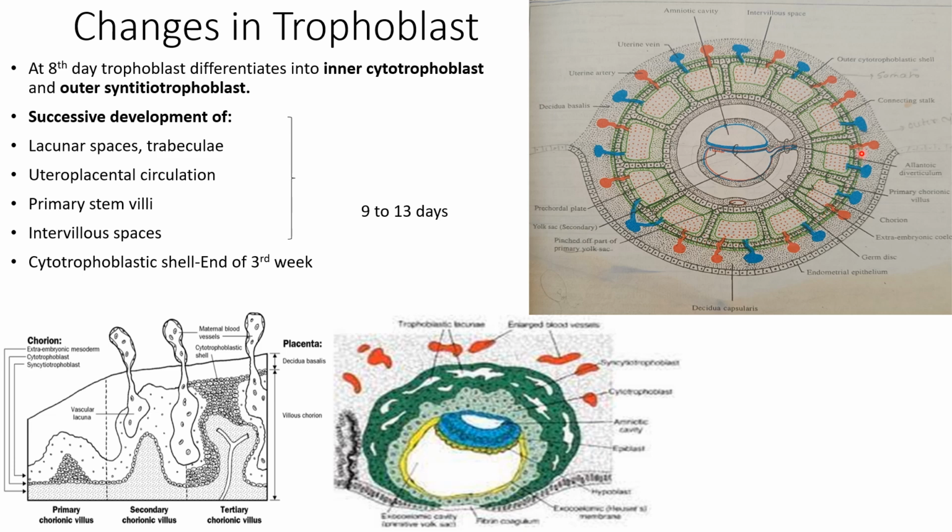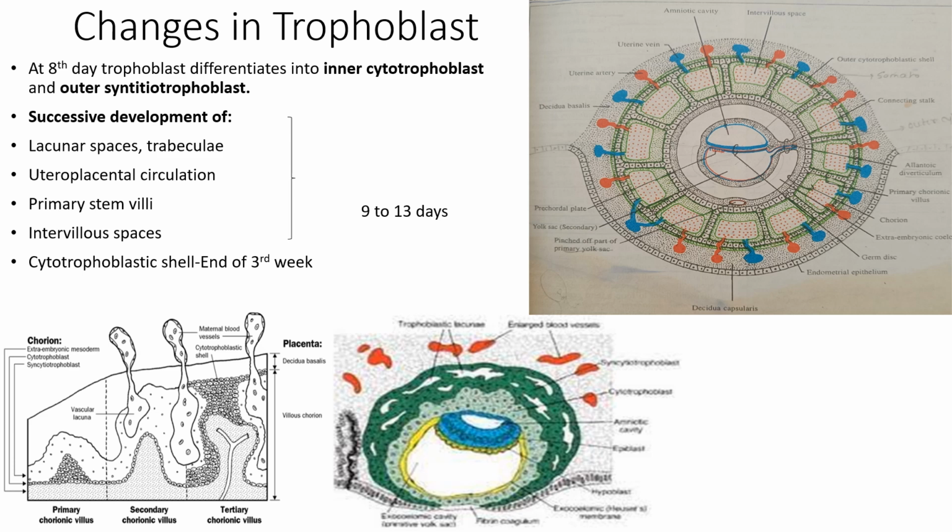cytotrophoblastic shell. Okay, so the cytotrophoblast or this shell will divide the syncytium into two parts. There is inner layer and outer layer. Later on, both these layers will undergo fibrinoid degeneration. So these are the changes in trophoblast occurring in the second week.